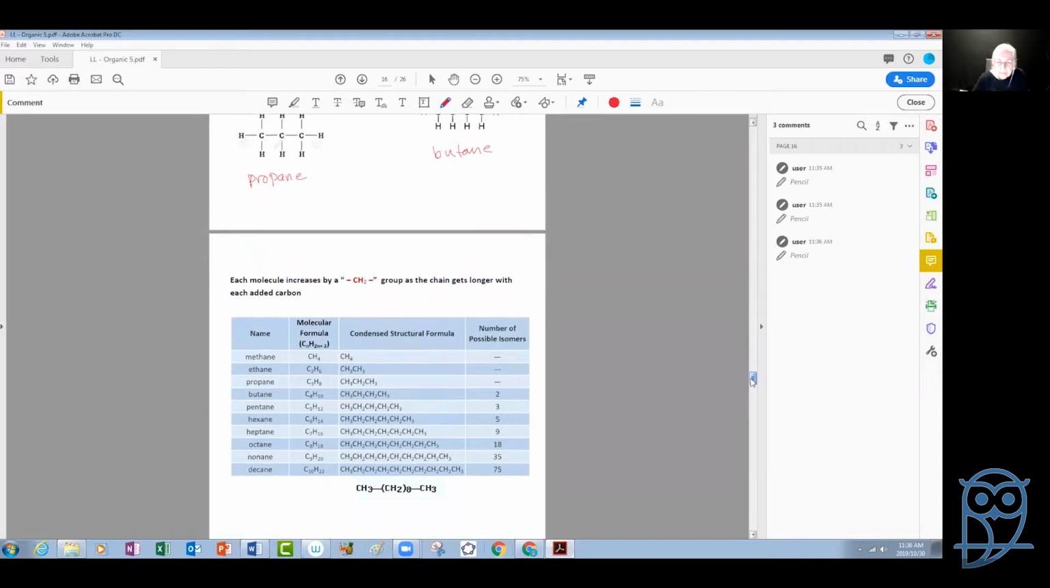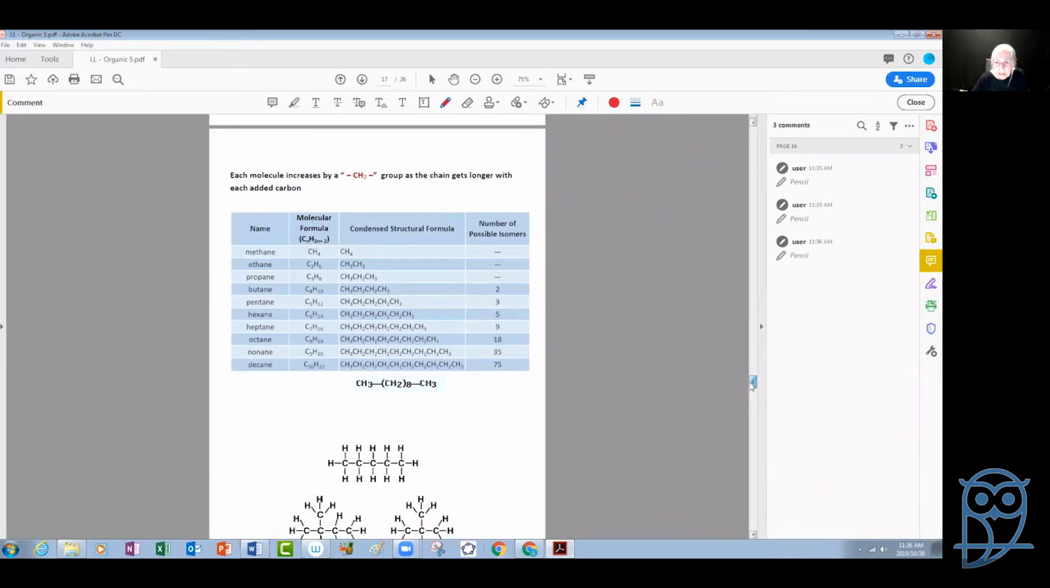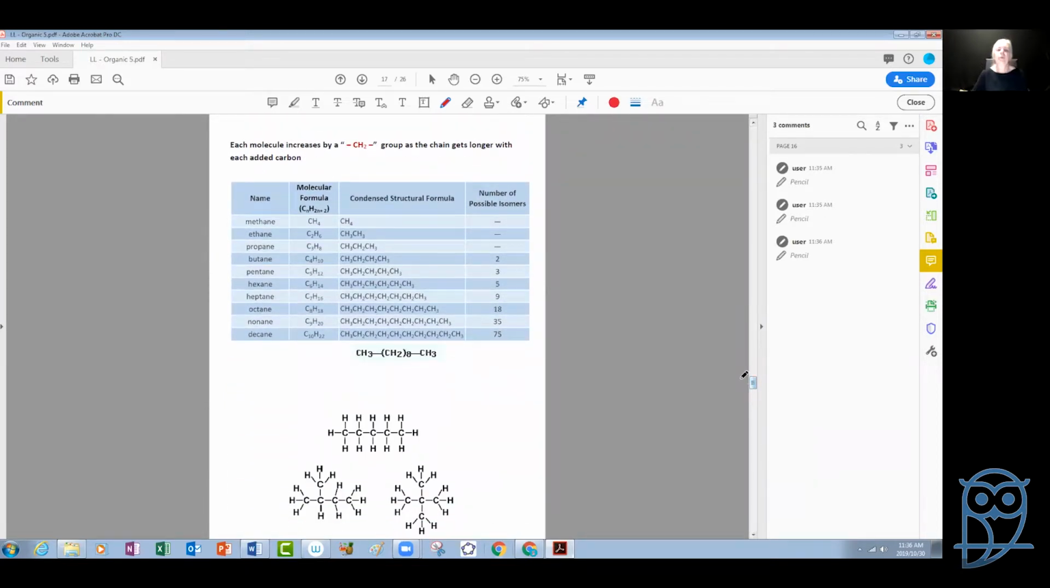And in general, if you remember, here we have the first 10 of the alkanes, the 10th being a molecule with 10 carbons and 22 hydrogens, just to compare how the molecules can look. So here we have the molecular formulas.